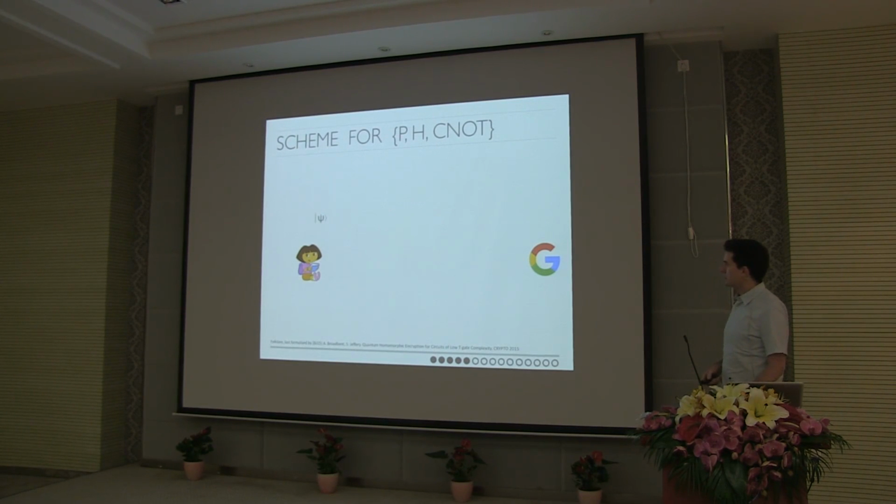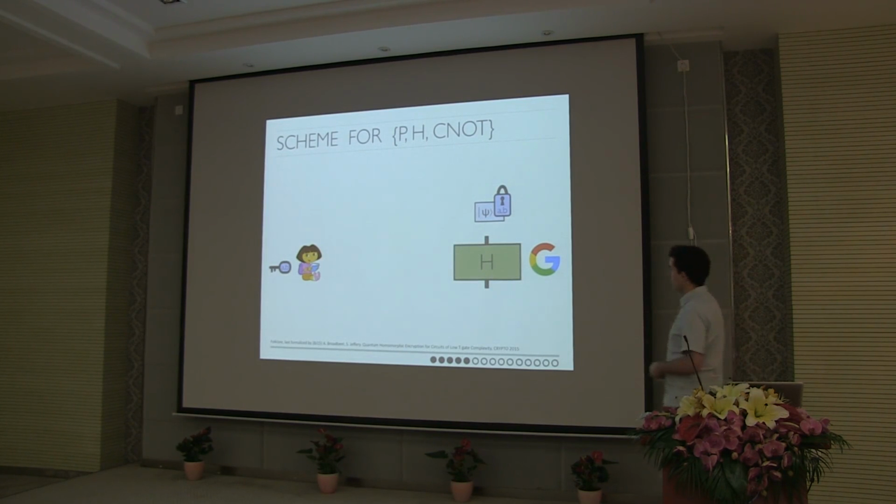So it works as follows. If Dora here has the quantum state she would like to encrypt, what she can do is use the quantum one-time pad. So she picks two random bits, A and B. She encrypts this qubit using the quantum one-time pad, and she sends that to the evaluator, to Google. Now Google wants to, let's say, apply a Hadamard gate. So they could just simply go ahead and apply the Hadamard gate to this encrypted version of the state.